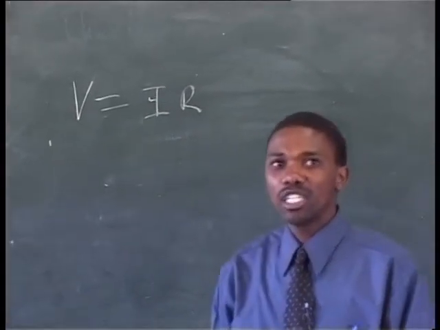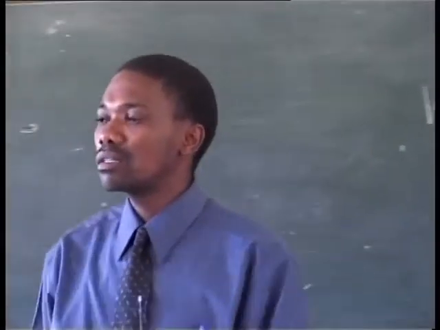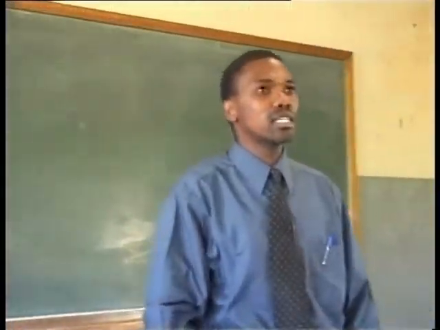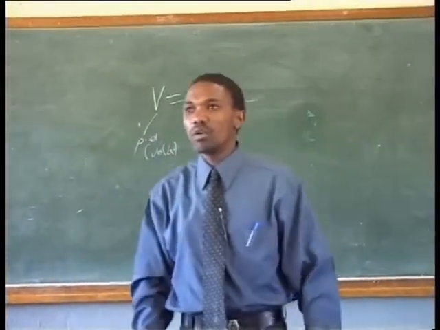In this equation, what does V stand for? V stands for potential difference. Potential difference measured in volts. I in that equation stands for what? For current. It's measured in amps, or amperes. R in that equation stands for what? R stands for resistance. Right.